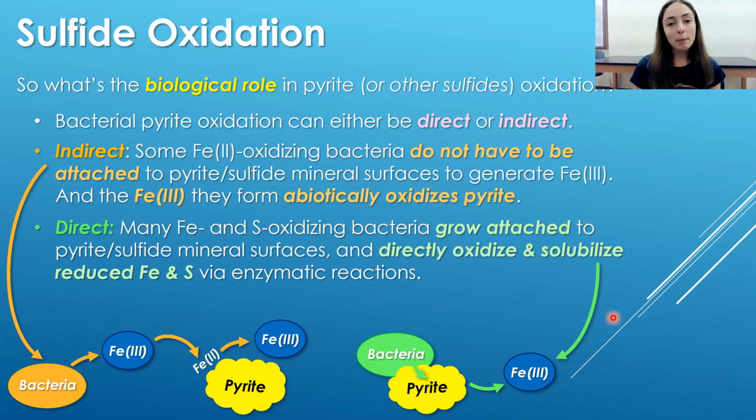But it's important to remember that there are two major ways that these bacteria, these iron and sulfur oxidizing bacteria, can contribute to pyrite and other sulfide mineral oxidation and dissolution. And these two ways are indirect and direct. The indirect bacterial pyrite oxidation pathway occurs because the byproduct of the bacteria's activity, like producing iron 3 because you oxidize iron 2, is then abiotically oxidizing the pyrite.